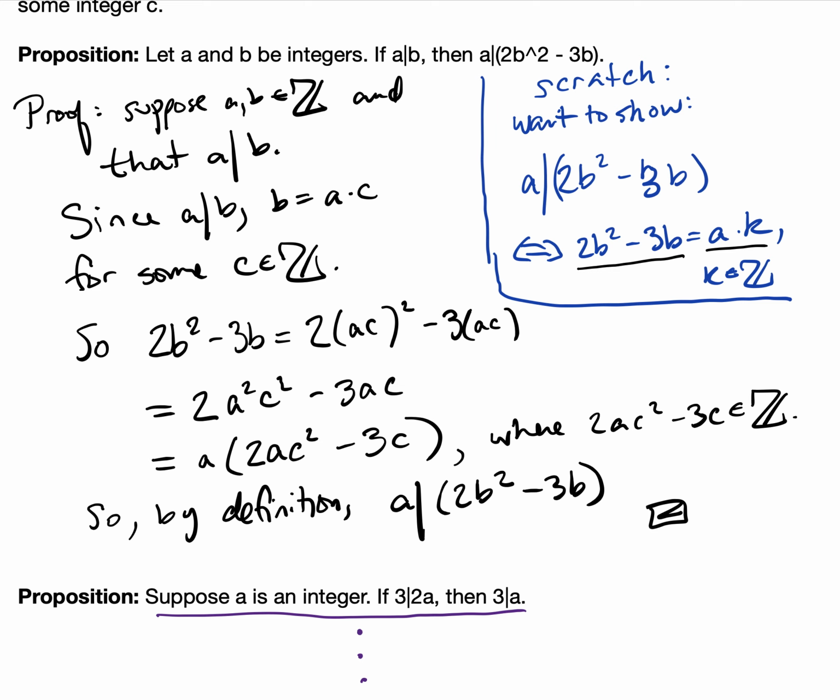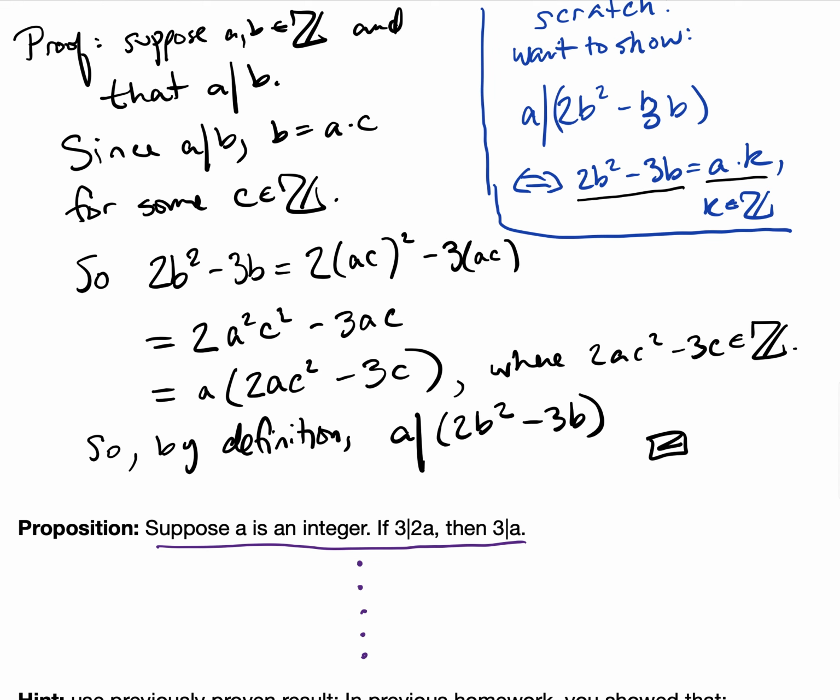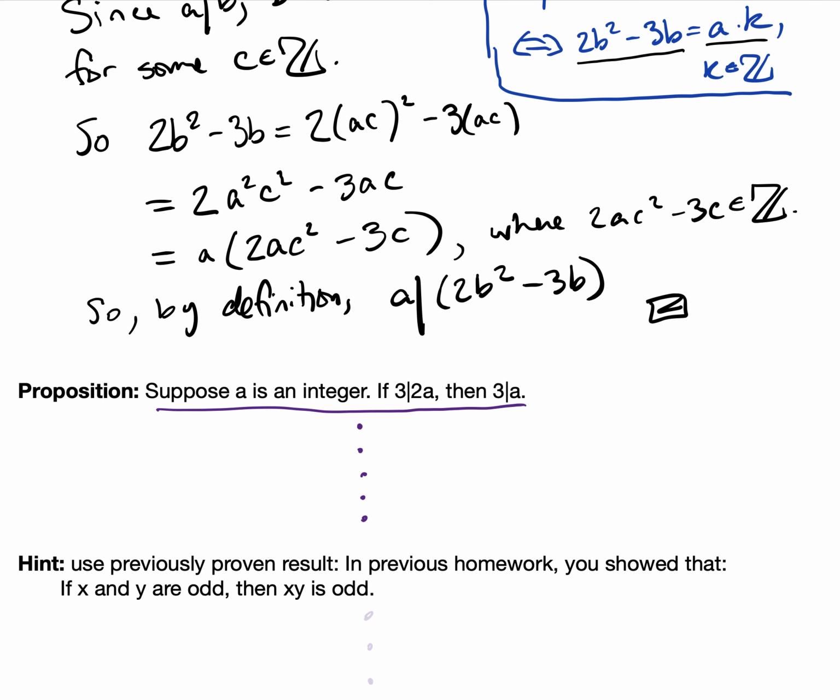Okay, so if you've thought about it for a little while, the hint I will give is that you can use a previously proven result. So in the first part of the Chapter 4 homework, you showed that if x and y are odd, then x times y is odd. So you might use this in your proof.